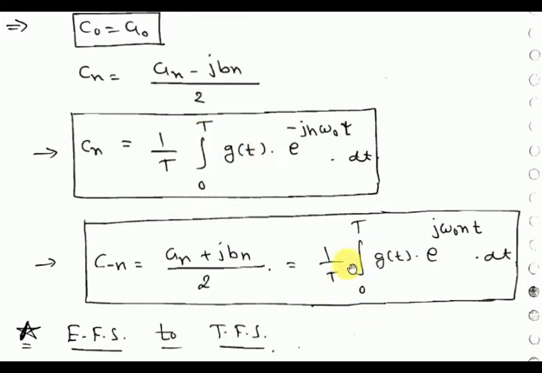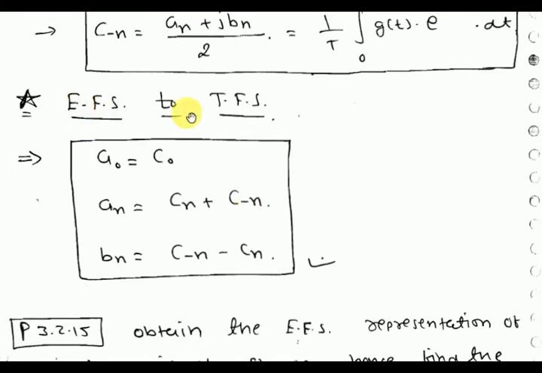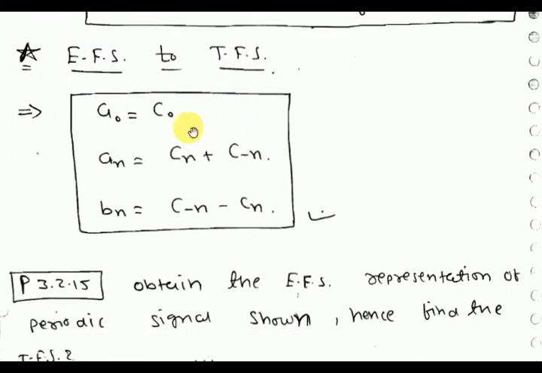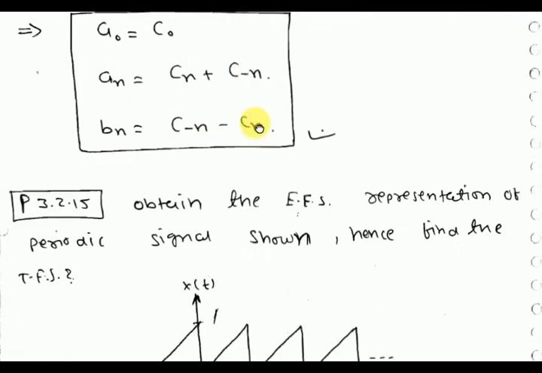This is the basic formula, and if you have to convert one form to another, Cn equal to An minus jBn by 2 and C minus n equal to An plus jBn by 2. If you want to convert exponential Fourier series to trigonometric Fourier series, then A naught equal to C naught, An equal to Cn plus C minus n, and Bn equal to C minus n minus Cn.